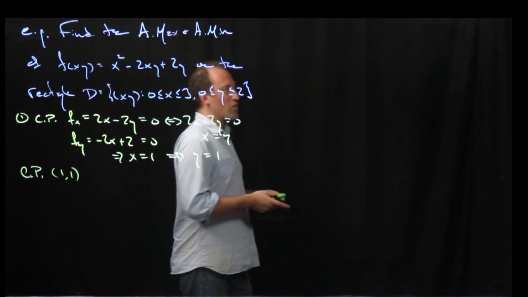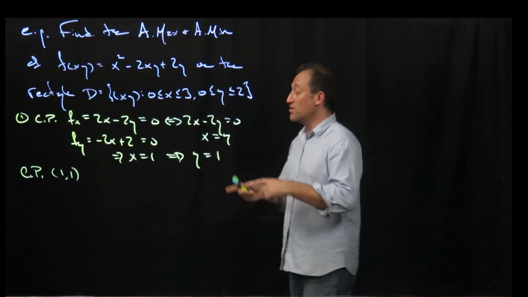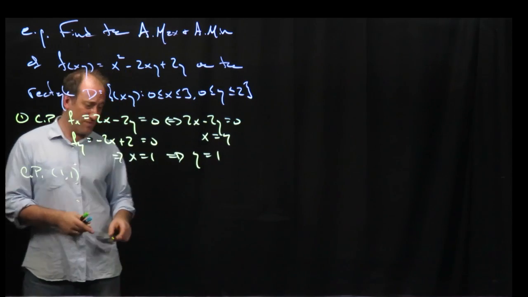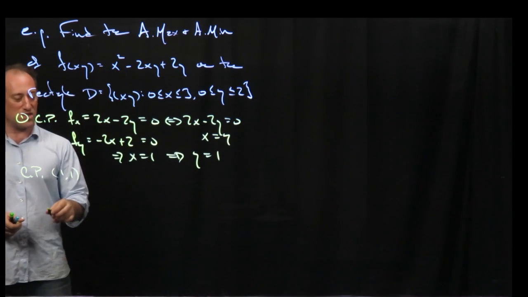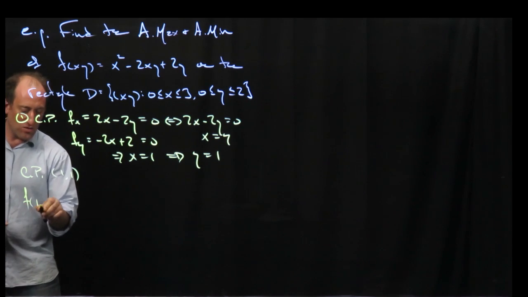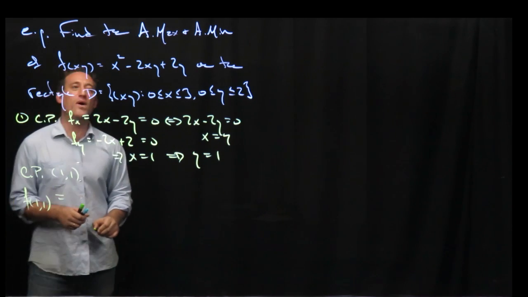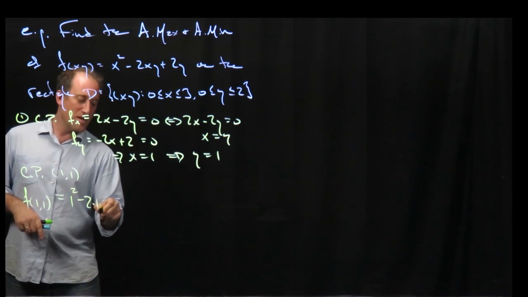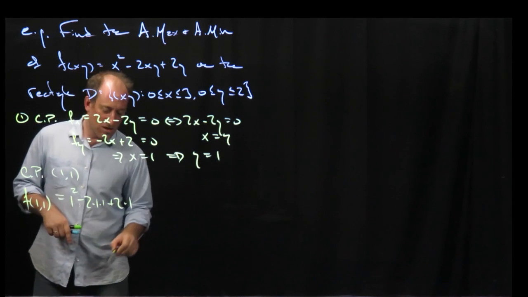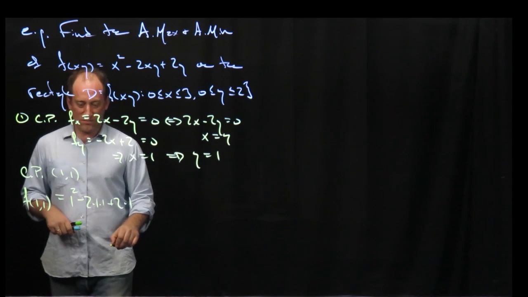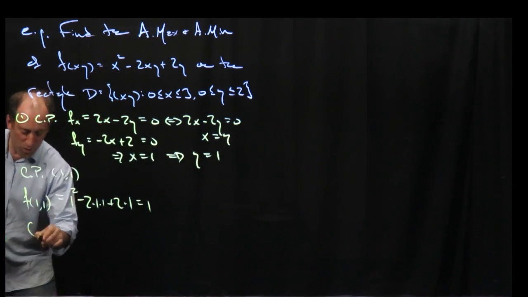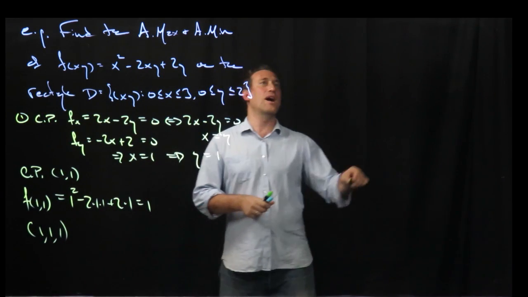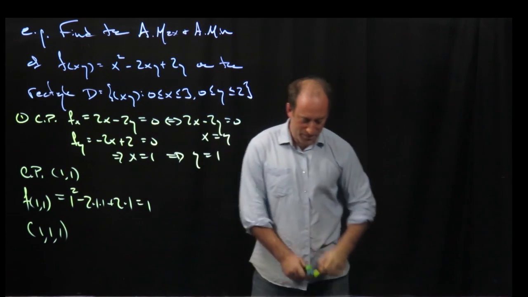I don't need to determine whether this is a min or a max, because I'm not looking for local extrema. I need absolute extrema. It may also be interesting, but that's not what the question asks. So, evaluate f at the single critical point. At (1, 1) I get 1 squared minus 2 times 1 times 1 plus 2 times 1, brilliant, equals 1. All right, so the point here is (1, 1, 1). Now I need to play boundary.